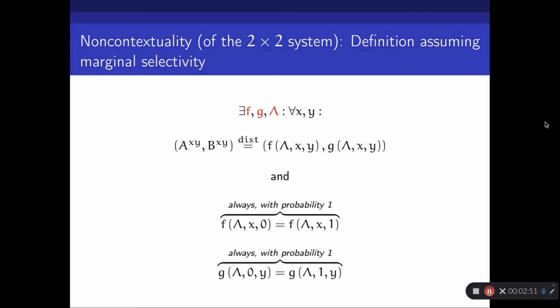The definition is that a 2x2 system satisfying marginal selectivity is non-contextual if one can find functions f and g and a random variable lambda, such that when f and g are applied to the random variable lambda and certain values of x and y, one gets a pair of random variables that is distributed as the AB pair at the same values of x and y. In addition, we require that the value of f does not change when y changes from 0 to 1. Analogously, the value of g should not change with x.